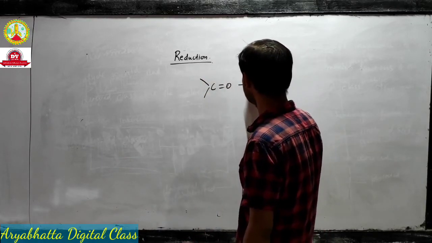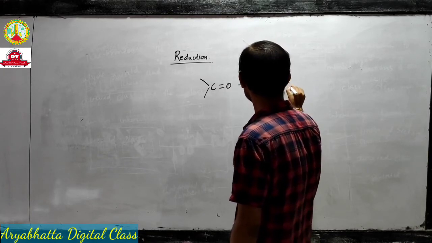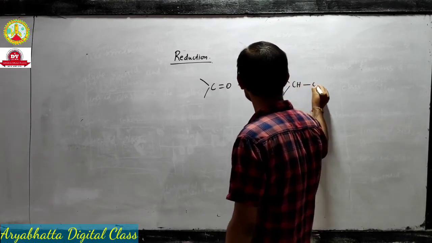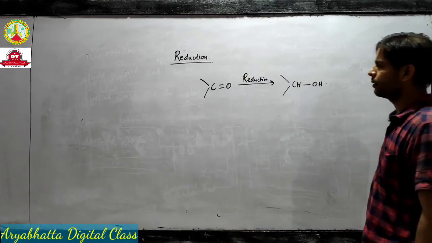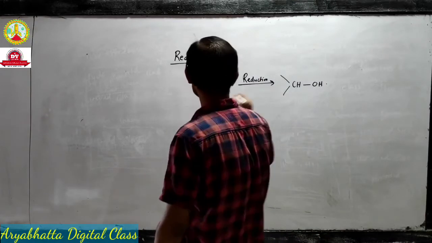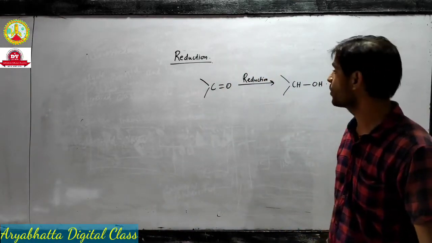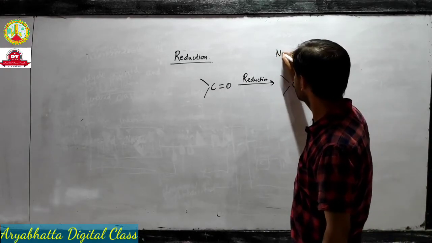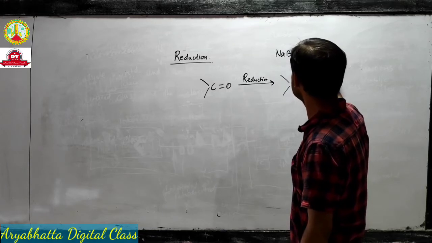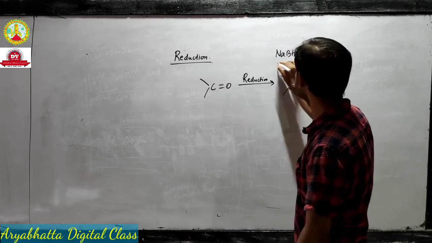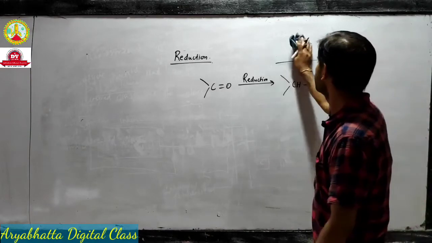So if we reduce it, we get this. And what can we use as reducing agent? We can do catalytic reduction. We can even use sodium borohydride, lithium aluminum hydride. You can use any of these reagents to carry out this reduction.